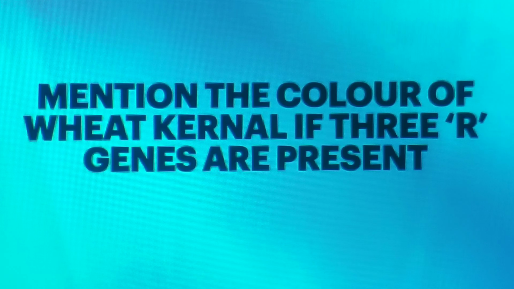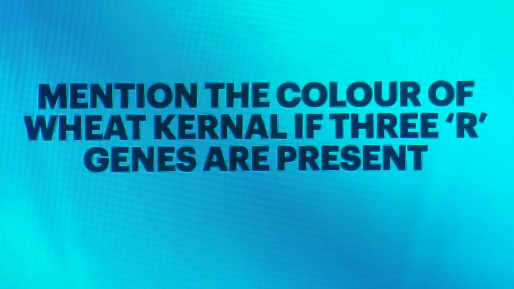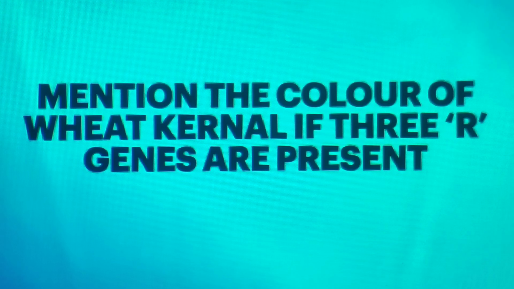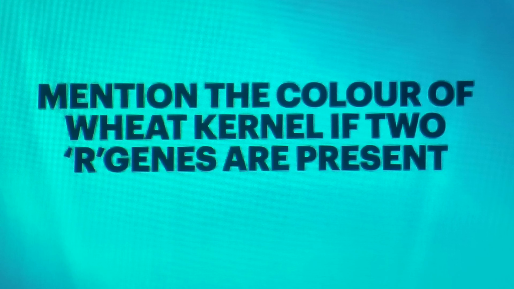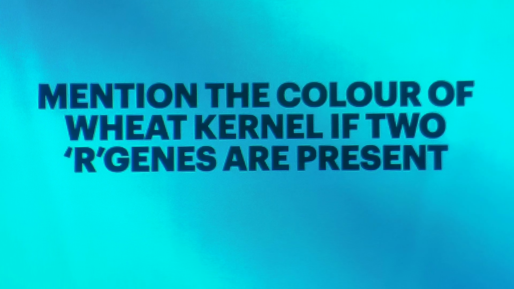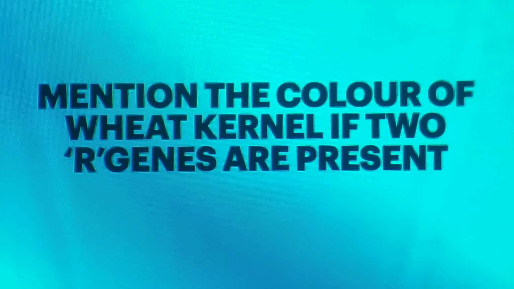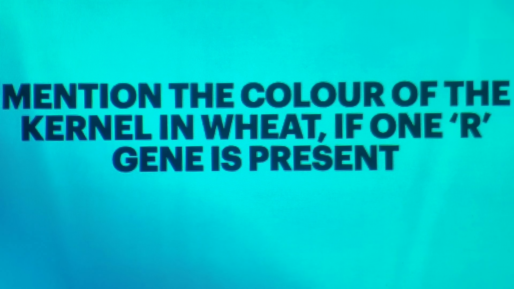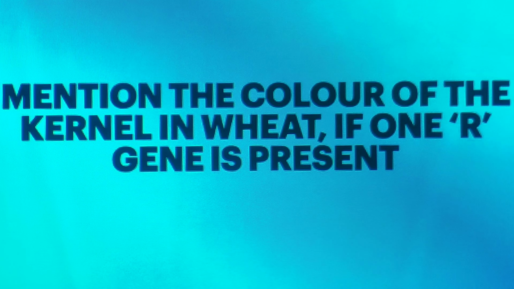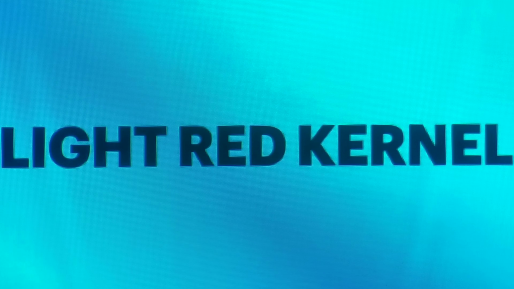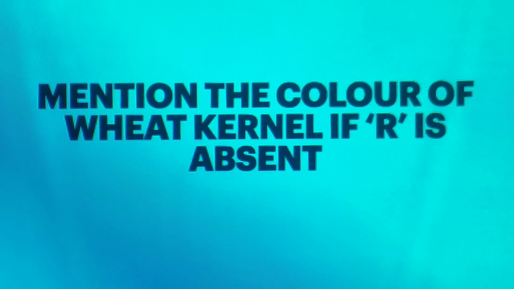Dark red. Mention the color of wheat kernel if 3 capital R genes are present? Medium dark. Mention the color of wheat kernel if 2 capital R genes are present? Medium red. Mention the color of the kernel in wheat if 1 capital R gene is present? Light red kernel. Mention the color of wheat kernel if capital R is absent?